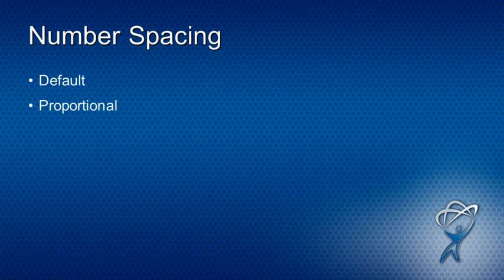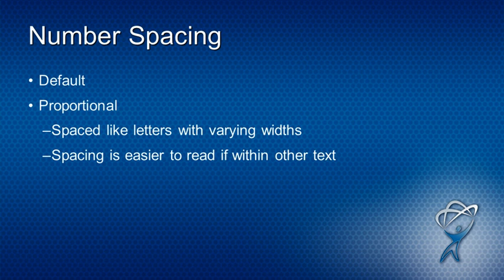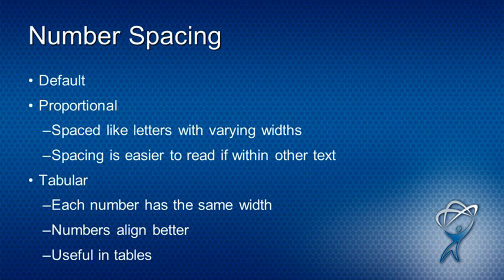The next one that we might choose to use is something called proportional number spacing. This means that the numbers are spaced like letters with varying widths. Spacing is going to be easier to read if it's within other text when we use this type of number spacing. The last type is called tabular, and this is going to be something that will be easier to read if we're using numbers in things like tables. Each number then would have exactly the same width. The numbers are going to align better using this particular spacing. As I said, this is going to be useful when we're trying to align things in tables.